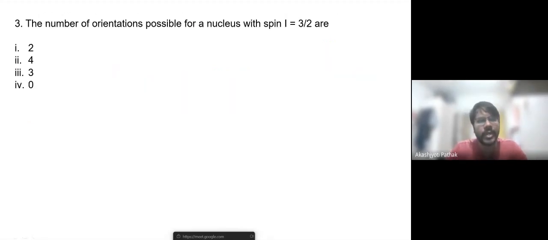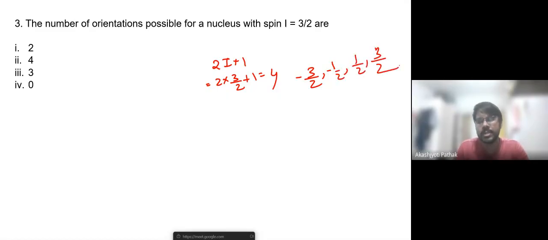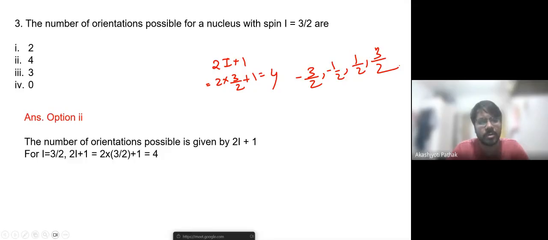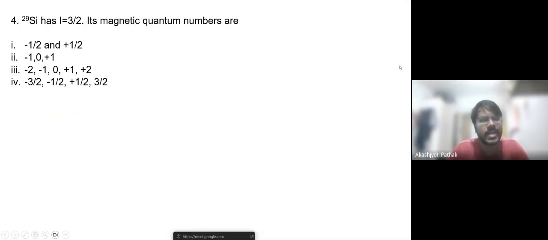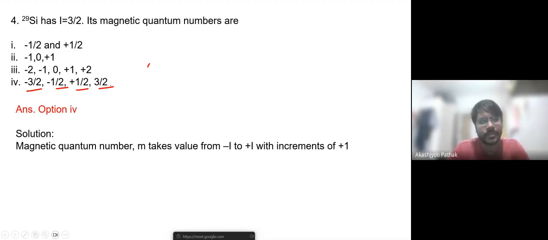The number of orientations possible for the nucleus with spin I equal to 3 by 2 will be given by 2I plus 1. So it will be 2 into 3 by 2 plus 1, which is equal to 4. So it will have minus 3 by 2, minus half, half, and 3 by 2. These are the possible orientations. Answer is 4. So 29Si has I equal to 3 by 2. Its magnetic quantum numbers are what? It will have minus 3 by 2, minus half, plus half, and 3 by 2. Answer is option 4.